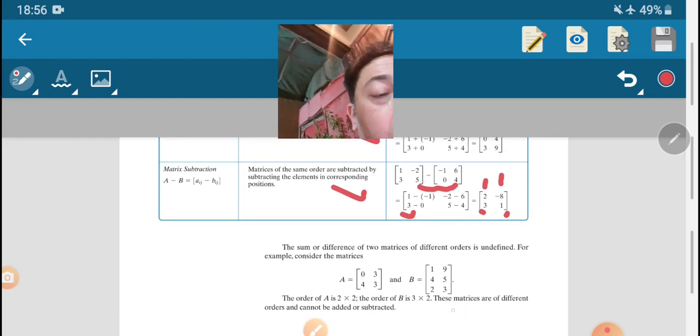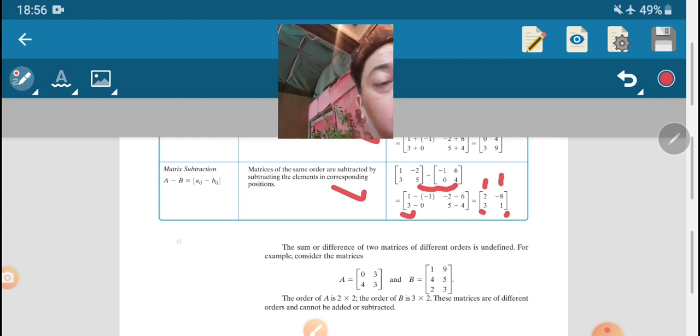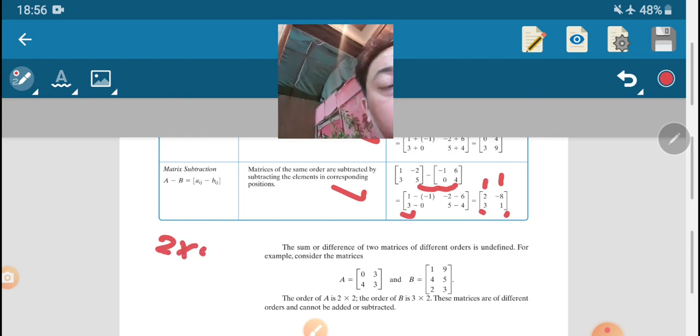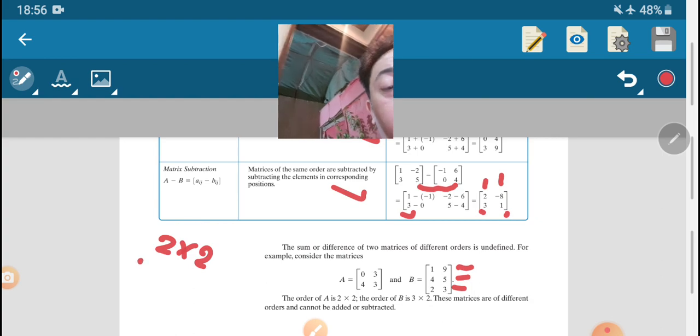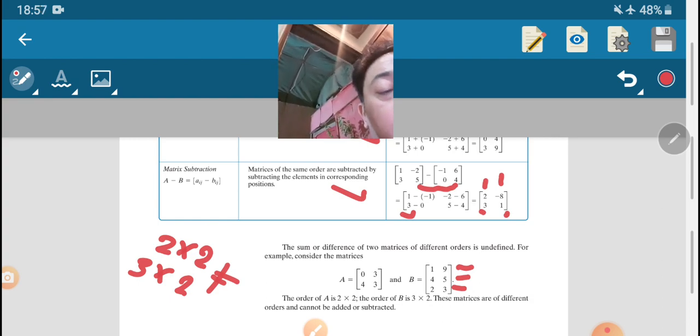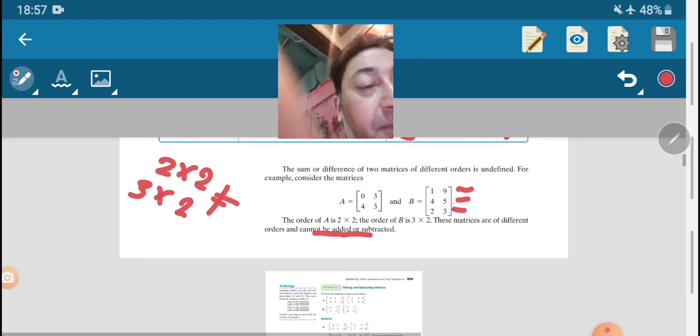Can we add these two matrices? No, we cannot. Because the first matrix has an order of 2 by 2, but the second matrix has an order of 3 rows and 2 columns. So they are not of equal order, so we cannot add or subtract them. Thank you very much.